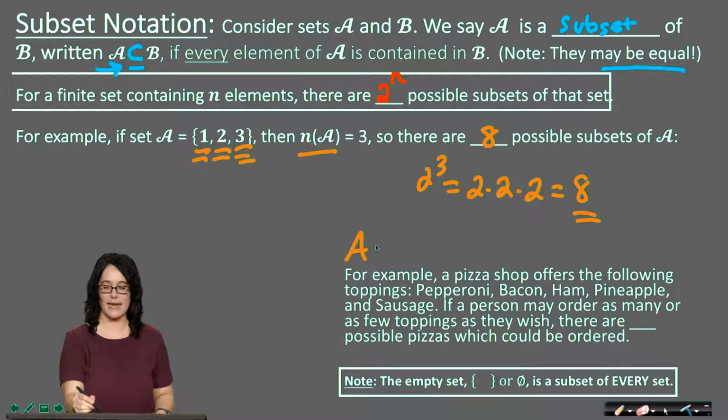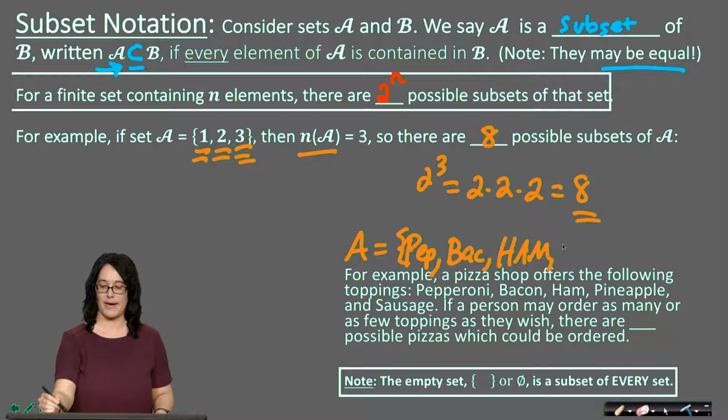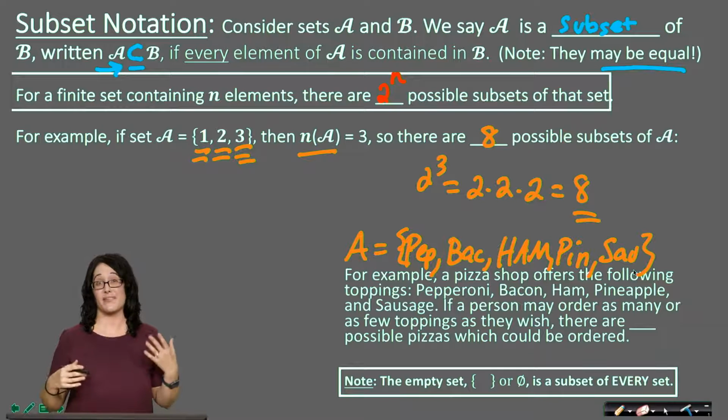We could say this is set A, where the set contains the elements pepperoni, I'll shorten it with pep, bacon, I'll shorten it with bake, ham, pineapple, I'll just say pin, and sausage. Okay, I'll say saw. All right, so we have a set with 5 elements.